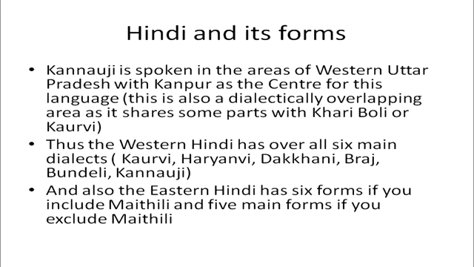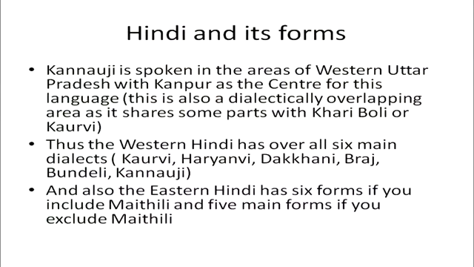Kannauji is the next form. It is spoken mainly in the district Kannauj, in western Uttar Pradesh, with Kanpur as the center for this language. This is also a dialectically overlapping area, as it shares some parts with Khadi Boli and also with Koravi, because from Kanpur onwards till Meerut, in Aligarh and all these areas, you find a language which overlaps Koravi, Khadi Boli and Kannauji. Thus, Western Hindi has overall 6 main dialects: Koravi, Haryanavi, Dakhani, Braj, Bundeli and Kannauji. And Eastern Hindi has 6 forms if you include Maithili, and 5 main forms if you exclude Maithili.